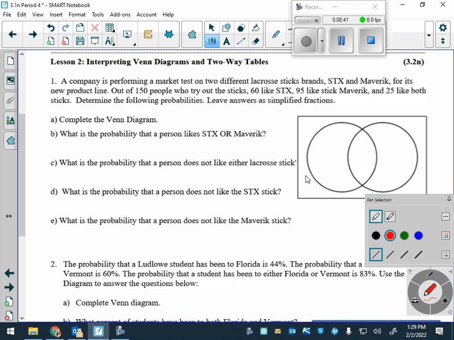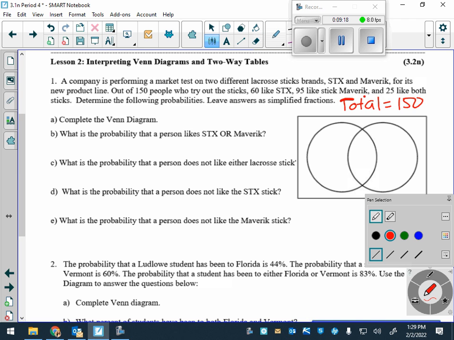All right, so we're going to fill out this Venn diagram, okay? A company is performing a market test on 2 different lacrosse stick brands, Sticks and Maverick, for its new product line. Out of 150 people, so this Venn diagram has to equal what? 150. So we know the total has to equal 150, okay? 60 like Sticks, 95 like Maverick, 25 like both.